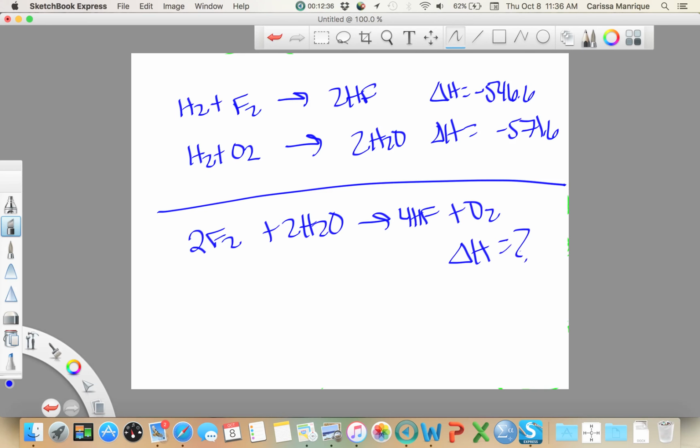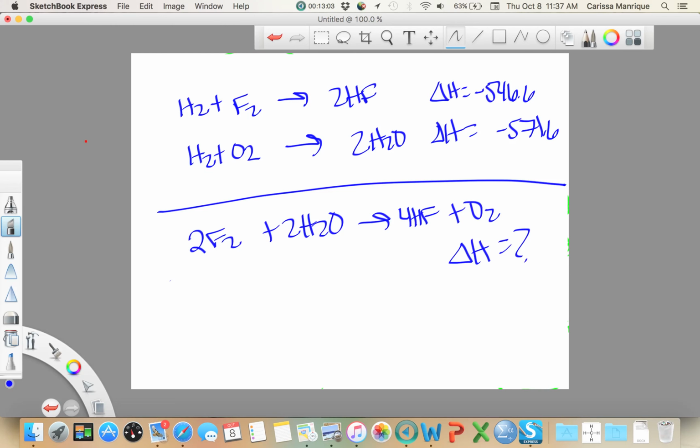Maybe the reaction isn't stable or whatever. So we can actually find it by adding other equations together. We know the delta H's of these reactions right here. Now we're trying to see if we can manipulate them in an algebra kind of way to make this final reaction.